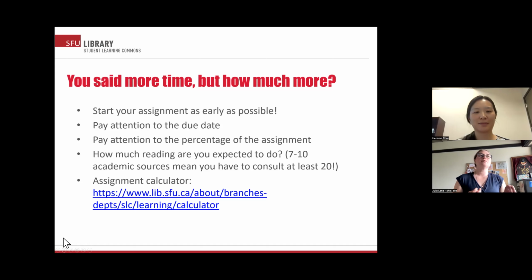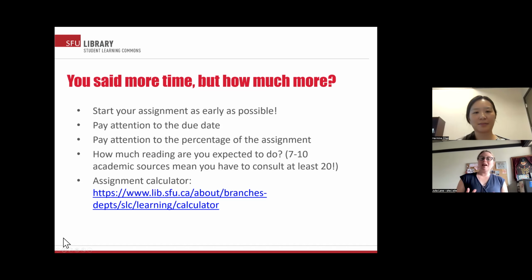Because if an assignment's only worth 5% of your grade, you don't want to spend tons and tons of time working on it and then leave yourself no time for the assignment that's worth 20% of your grade. So you do need to be a bit strategic around how you're allocating your time and your energy for what is being required of you in your classes.